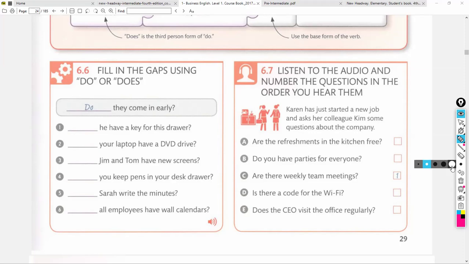So this is it. This is about the recording. Now let's number them. One is already written. What about question number 2? Are there refreshments? No.